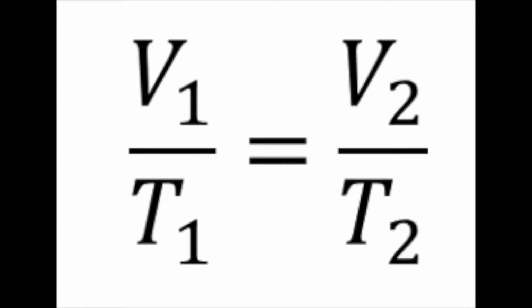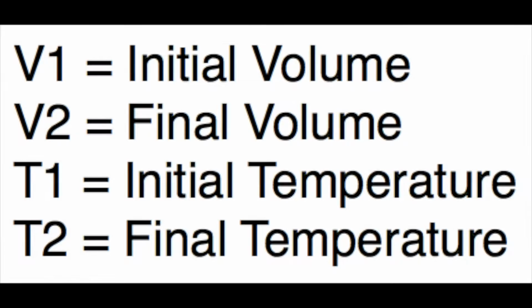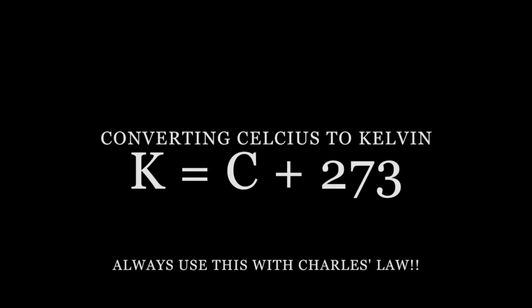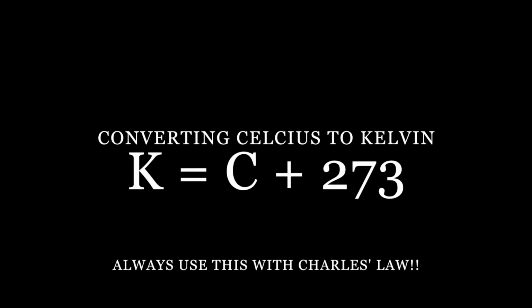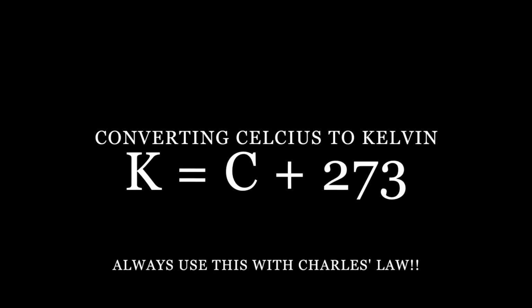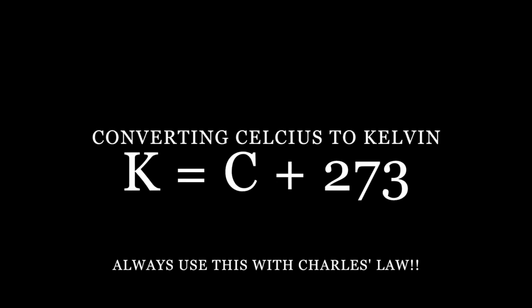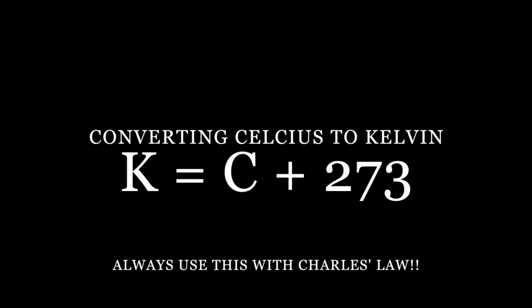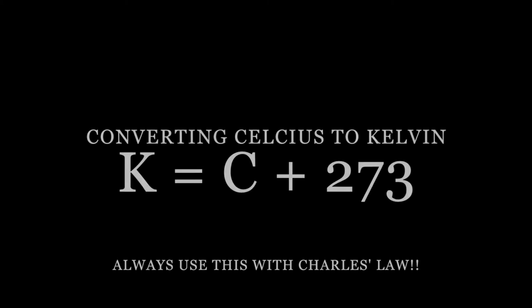Here we have the Charles' Law equation, which is the initial volume divided by the initial temperature equals the final volume divided by the final temperature. Only the temperature and volume are allowed to change, not the pressure. A key thing to keep in mind is that both temperatures need to be in Kelvin. They cannot be in Celsius, so we will use Kelvin equals Celsius plus 273.